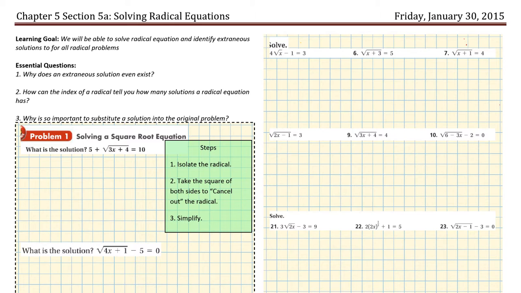Alright, so problem number 1, we have: what is the solution of 5 plus the square root of 3x plus 4 is equal to 10? Our first task is going to be to isolate the radical. That way we can take the square root of both sides to cancel out the radical. So, let us begin.